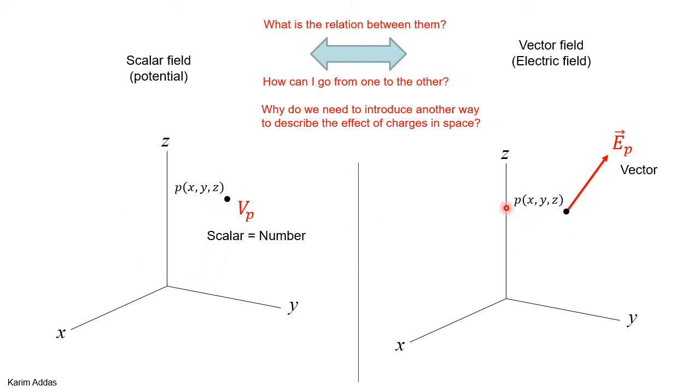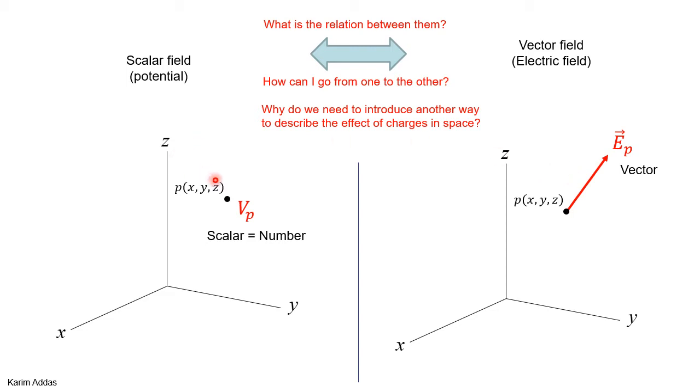And so we have then this new way of describing the effect of the charges. So we have the new way in terms of the scalar field, the potential. At every point in space, there's a number. And also we have the way we described it before in terms of the electric field, where at every point in space we define an electric field vector. And then we need to ask, what's the relationship between these two descriptions? Can I go from one to the other? For instance, if I know the potential, can I get the electric field? If I know the electric field, can I get the potential?